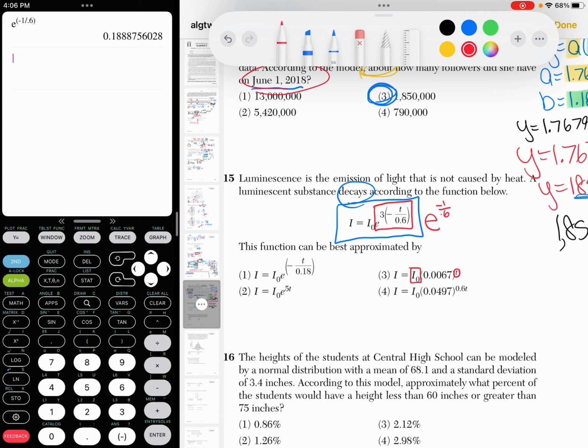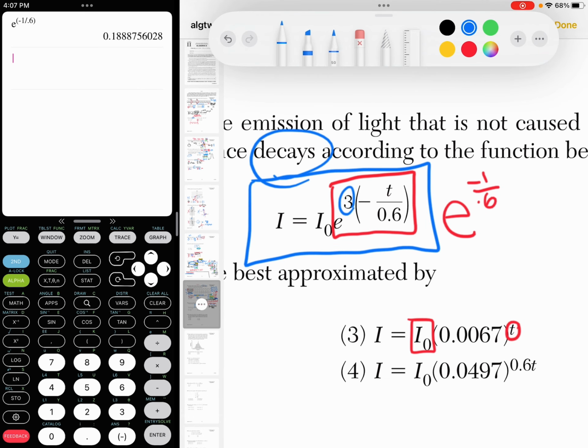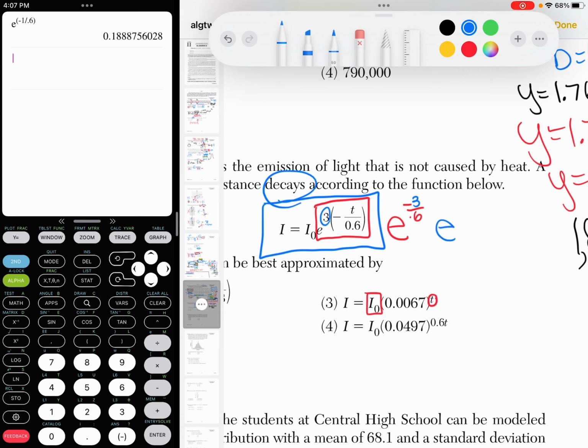Oh, I forgot the 3. Oops, I'm so sorry. I missed the 3 completely. See that 3 out there? You were probably wondering what I was doing. That 3 should also be there. So this is technically to the -3 over 0.6. Or if you didn't recognize it that way, you can raise E to the 3 times -1 over 0.6. I just totally missed that. So I'm going to put that in here, like so. That's a lot better.